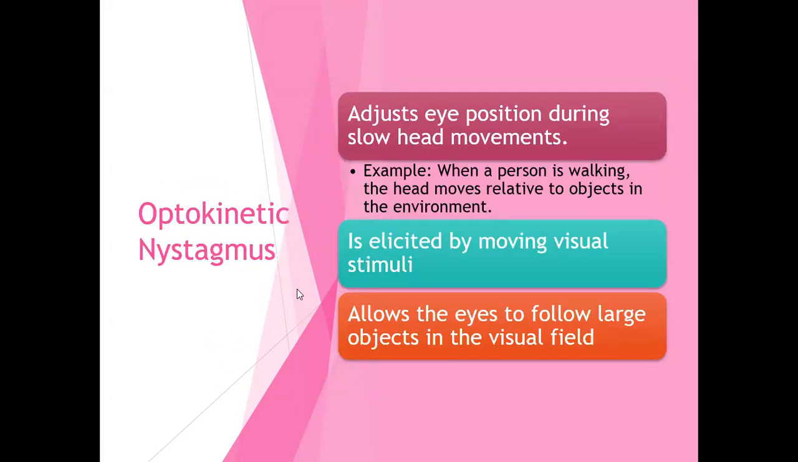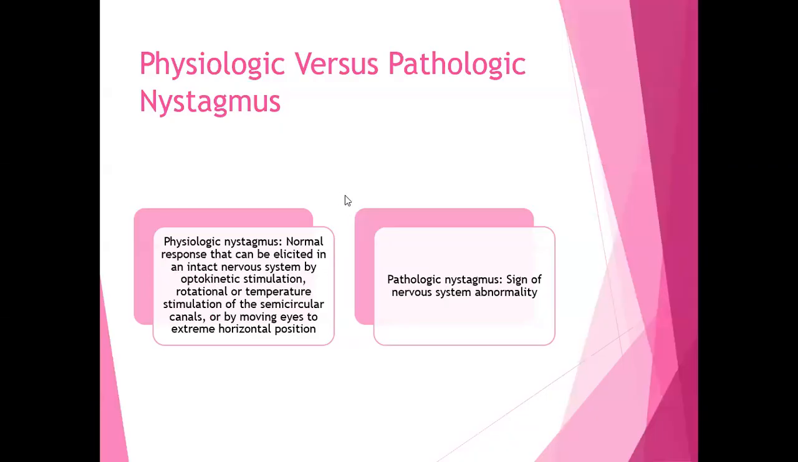So optokinetic nystagmus adjusts eye positions during slow head movements. So when you're walking along, your head moves relative to objects in the environment. And if the visual stimuli move, like I said, like watching cars on the highway, the movement of your eyes allows the eyes to follow large objects in the visual field. So that's pretty handy in day-to-day life if you don't want to get hit by a car when you're out there walking. So there is physiological nystagmus, which we just talked about, and there's pathological nystagmus.